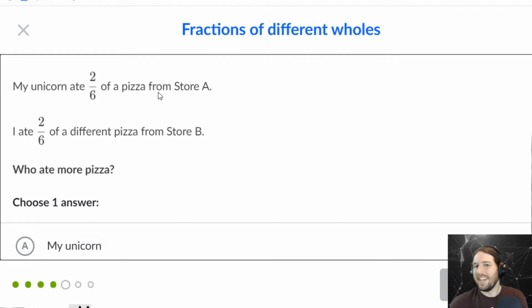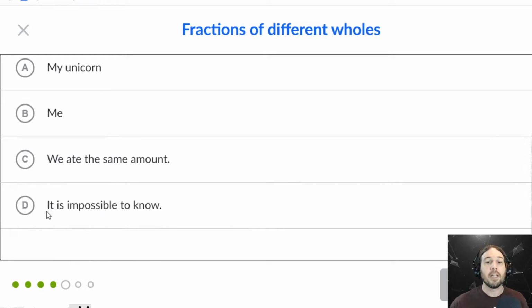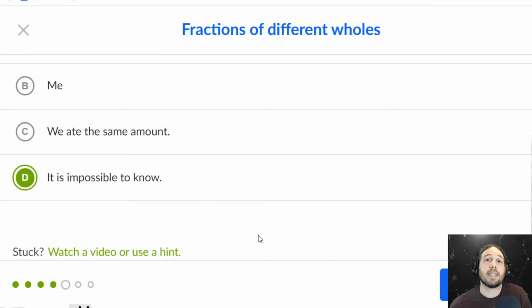My unicorn ate 2/6 of a pizza from store A. I ate 2/6 of a different pizza from store B. Who ate more pizza? I don't have a clue. It depends on what size you ordered. It depends on what store you went to. It depends on a lot of information that we don't have. So it's okay to sometimes say it's impossible to know. If you don't have enough information, you don't have enough information. A lot of students seem to jump straight to, well, I have to give an answer. I have to give a number a lot of the time. You don't. If there's no answer, then the answer is there is no answer.